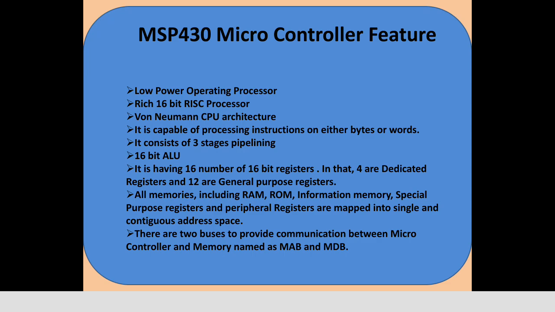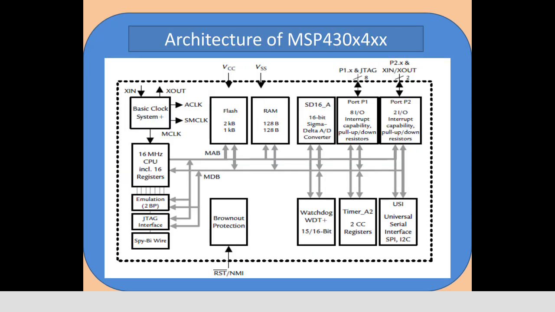And here we have two buses. The two buses provide the interfacing of memory and processor. The buses are the memory address bus and the memory data bus. And this is the architecture of MSP 430 4XS. And now we can see each component in detail.